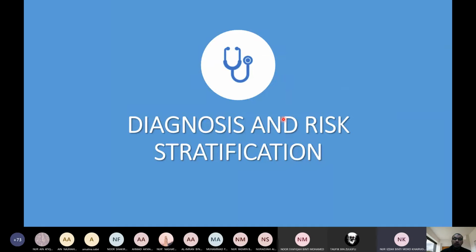Okay, good. So in this section we will discuss a little bit about the diagnosis and risk stratification. It is good to know that as usual in clinical practice, when we talk about risk stratification, most of the time we mean this one because it will guide the treatment. It will affect what treatment option is to be offered.